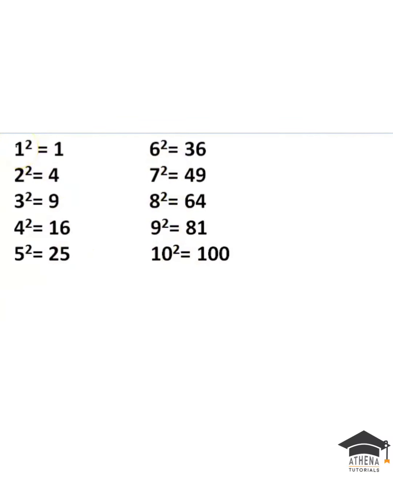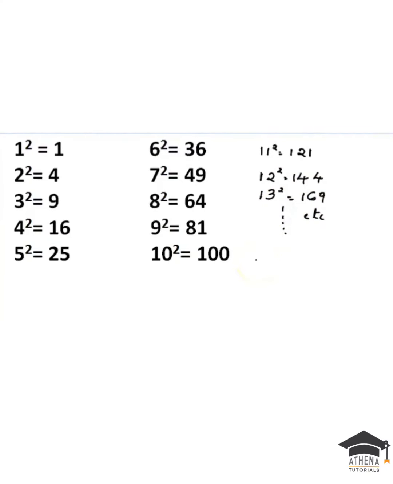Okay, 1 square is 1, 2 square is 4, 3 square is 9. Likewise, let me consider another example. 11 square is 121. So 12 square is 144. 13 square will be 169, etc. It goes on like that.